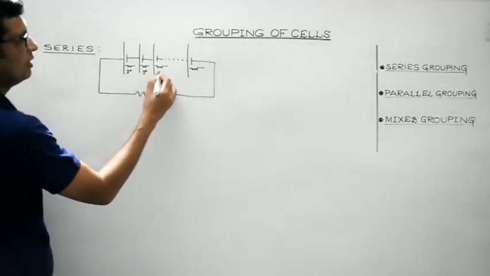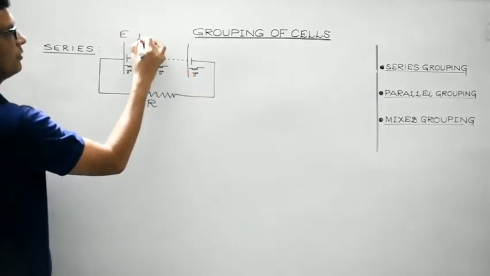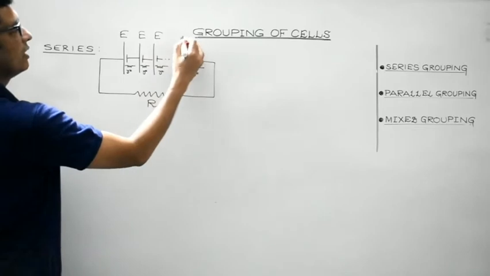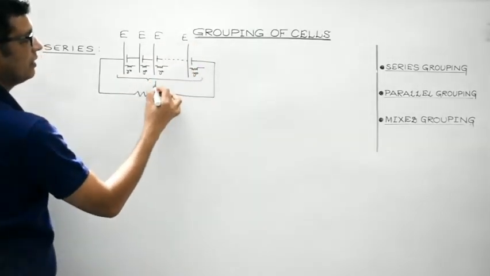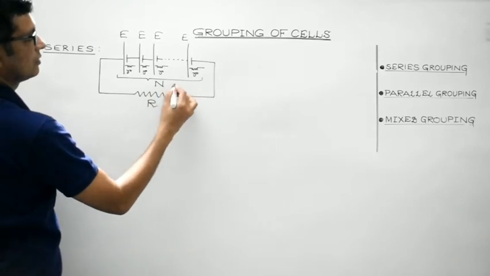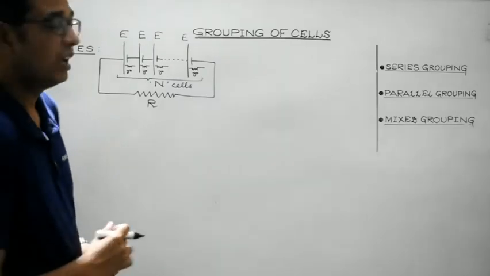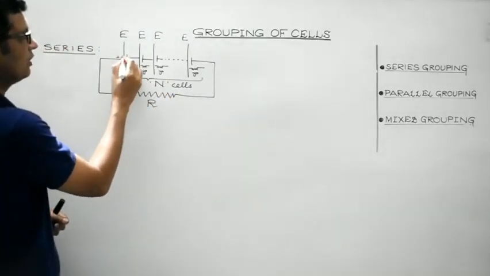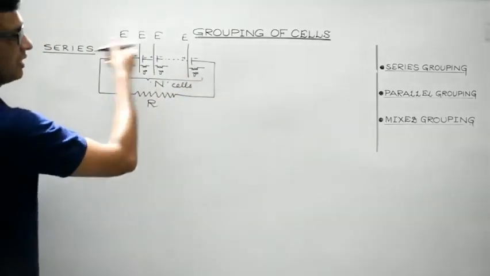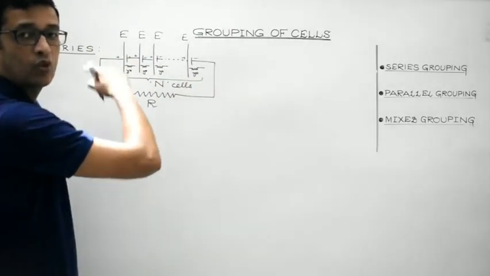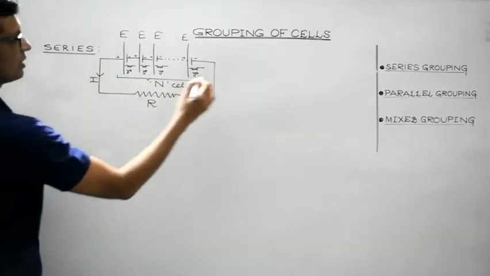So all the cells are offering internal resistance small r. Each cell is of EMF capital E. They are identical, and there are n such cells. Right, students? And these cells are connected in such a manner so as to send current in the same direction. So obviously all the cells are sending current in the anti-clockwise direction, right? So the net current flowing through it is represented by capital I.